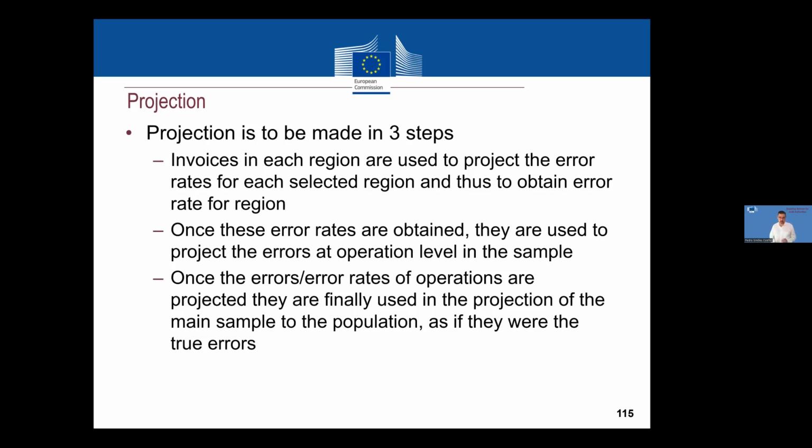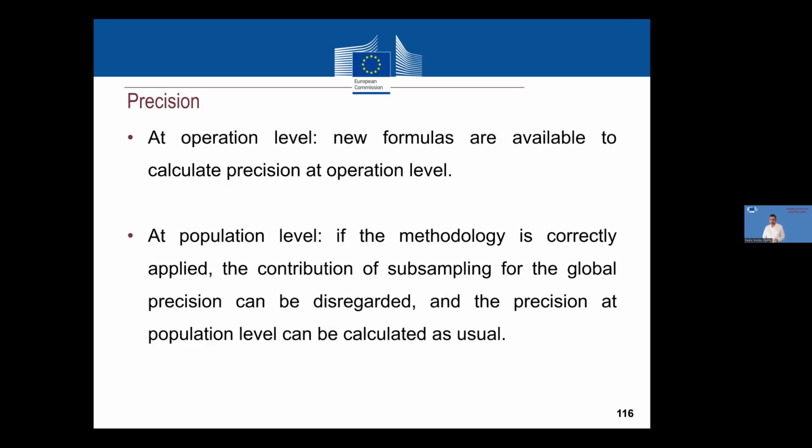Once your sample is selected, you have to project the errors from the sample to the population. As usual, the only novelty here is that now, instead of the traditional 2 steps of subsampling, you have 3 steps. So follow me. Within each location, you have a sample of invoices, expenditure items. The invoices within each location are used, in this bottom-up strategy, to project the error weights of each location. Once you have all the error weights of the locations or the regions projected, you use these error weights of the locations to project the error weights of the operations. And once the error weights of the operations or the error amounts are projected, then you use, as usual, the sample of operations to project the errors of the population, okay? The same strategy as for subsampling, but now with 3 steps.